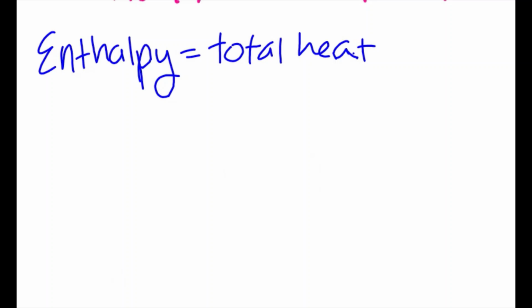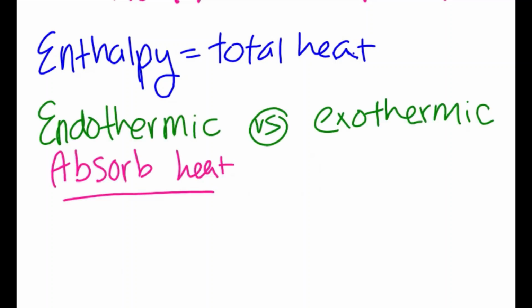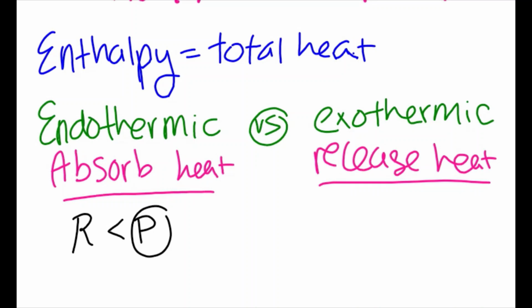Remember that enthalpy is the thermodynamic property that is equivalent to the total heat of the system. This makes sense, since we know that in an endothermic reaction, the process will absorb heat from its surroundings, allowing for the potential energy of our products to be greater than that of our reactants. However, in an exothermic reaction, the process will release heat into its surroundings, causing the potential energy of our products to be less than that of our reactants.